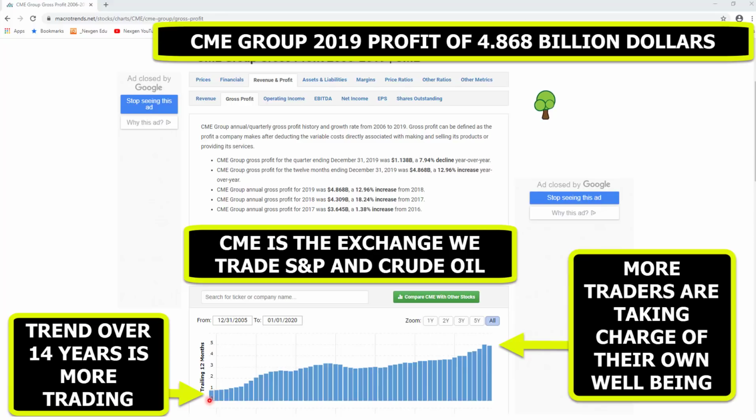And just over the last 15 years, you can see the trend. Number one, how much money they make. But they make money when people trade the market. And when you see this upward slope over the last 15 years, there are more traders today that are taking charge of their own trading and their own executions. And it's very important that you have a well thought out plan and a business model so you can make money.